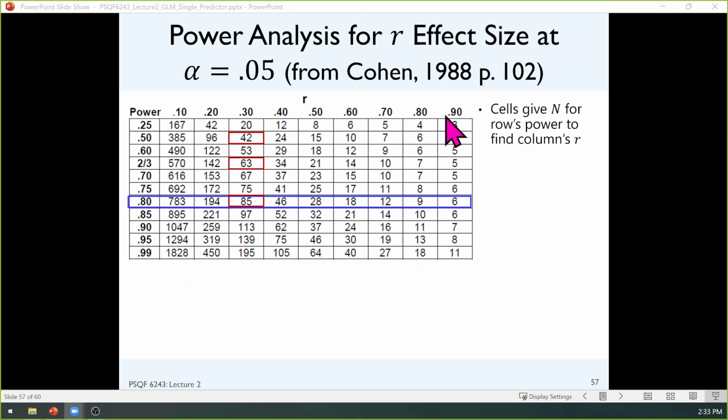And R in these tables is positive because the exact same numbers would hold if the R were negative instead. Because a negative relationship is just as strong, it's just in the opposite direction. So positive R means as X goes up, Y is predicted to go up. A negative R would mean as X goes up, Y is predicted to go down, but it's still the same size. So we only need to worry about one direction.